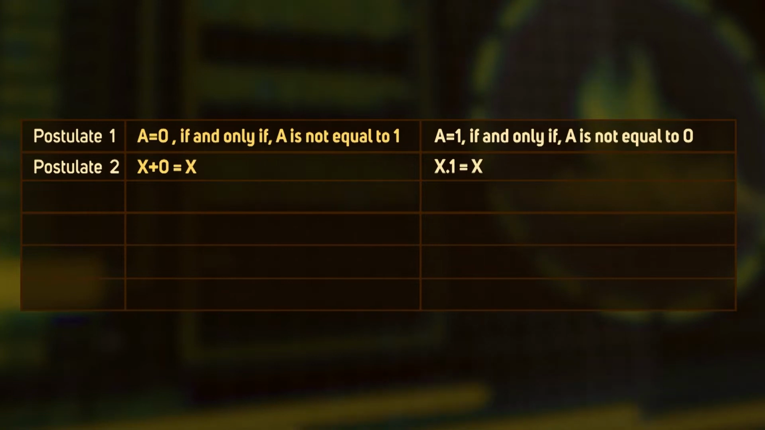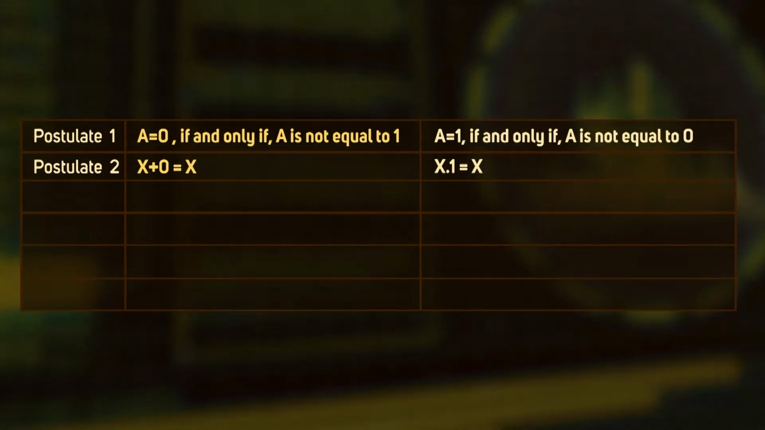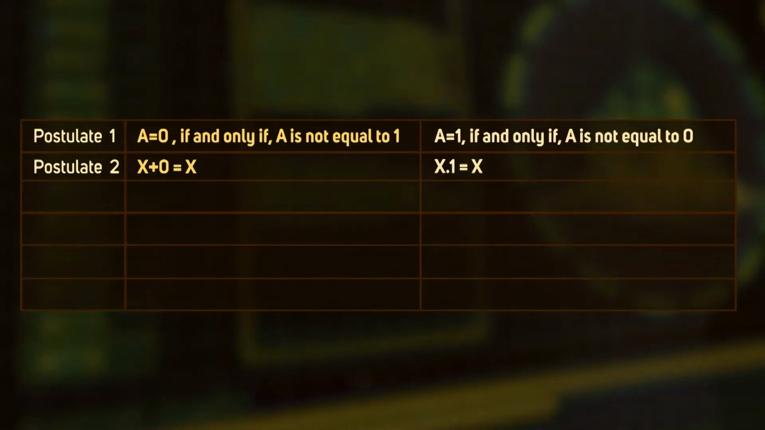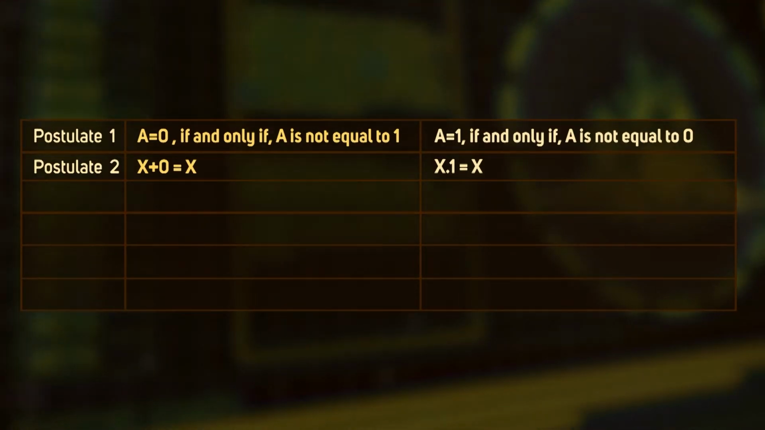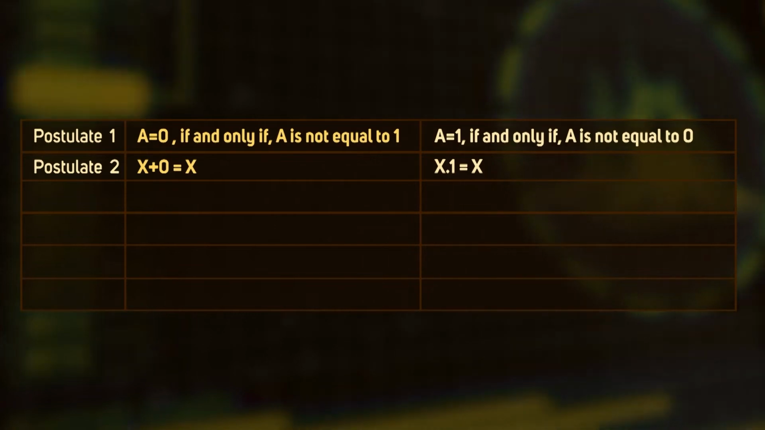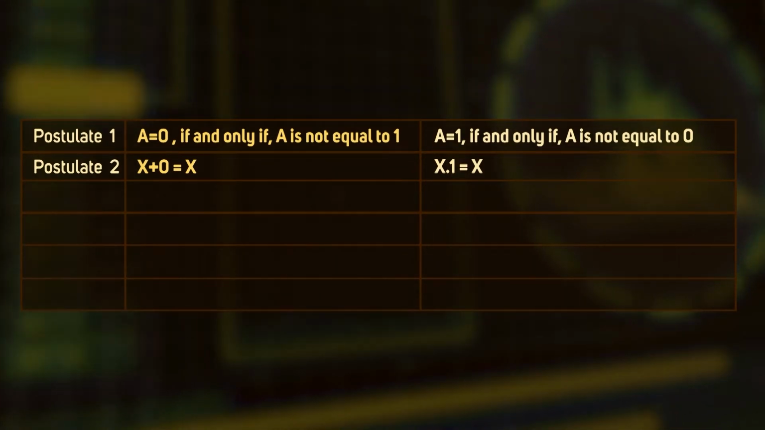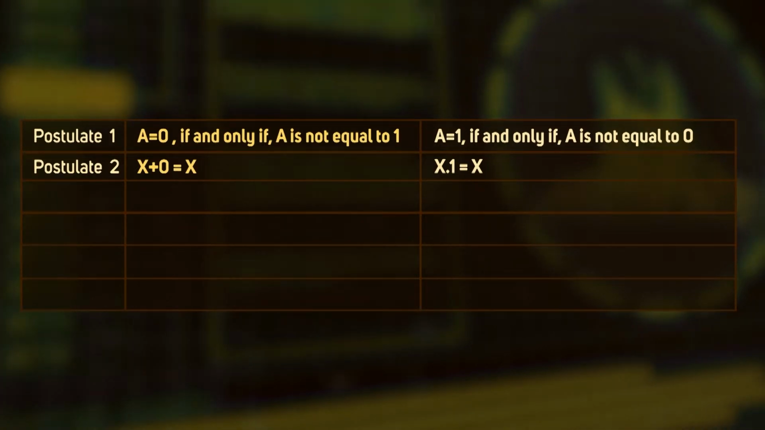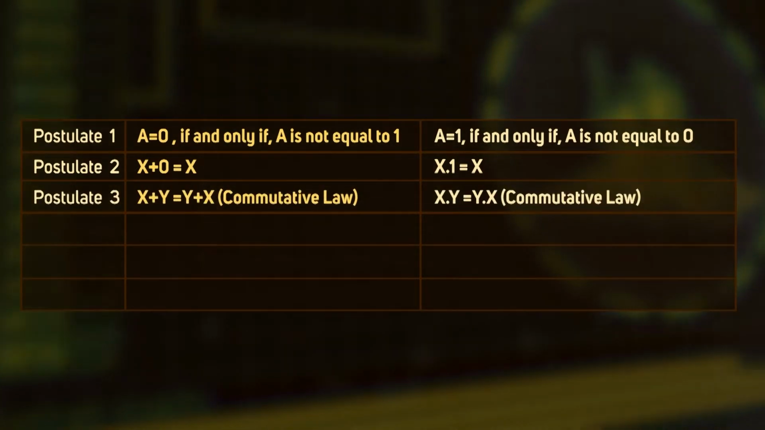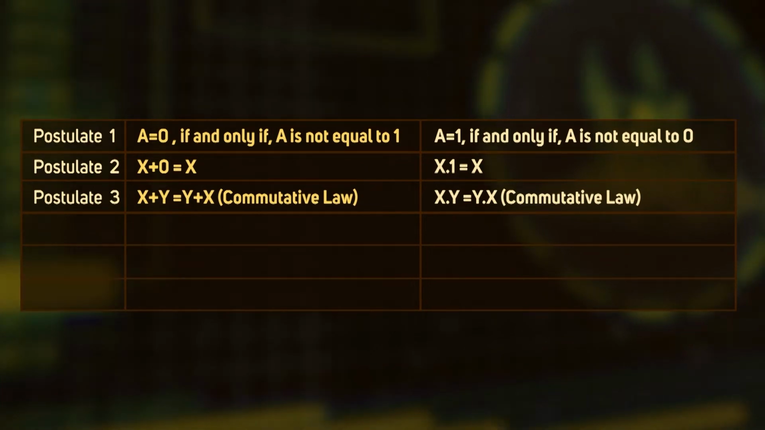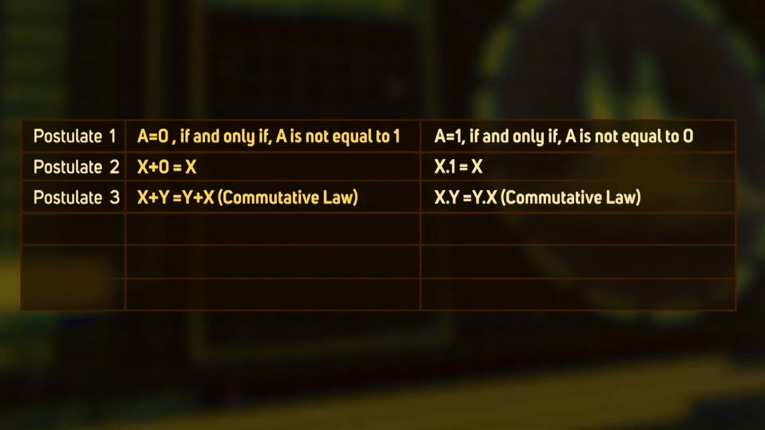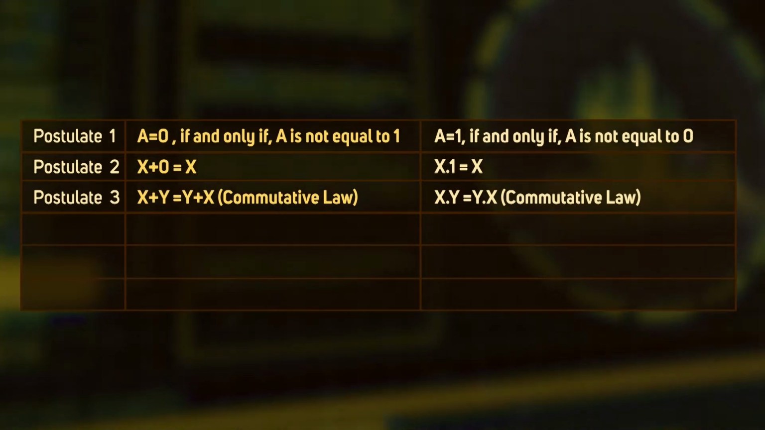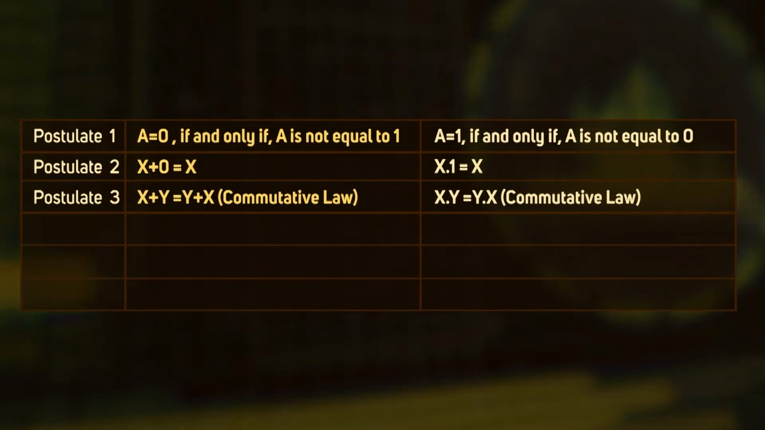The second postulate, x plus 0 equal to x and x dot 1 equal to x. See, additive identity is 0 and multiplicative identity is 1. Also, they are dual to each other, as for all other postulates. The third postulate talks about commutative law, which is stated as x plus y equal to y plus x. Its dual is x dot y equal to y dot x.